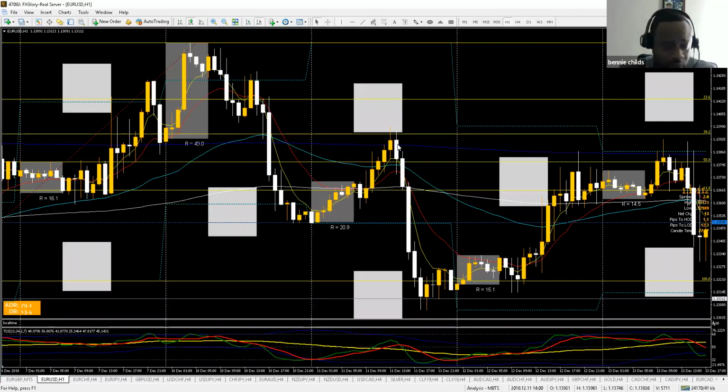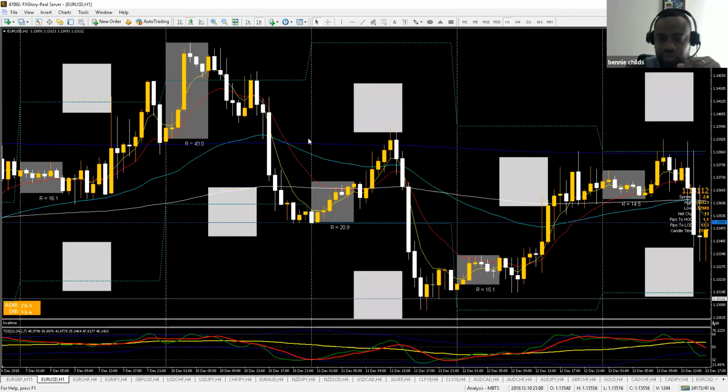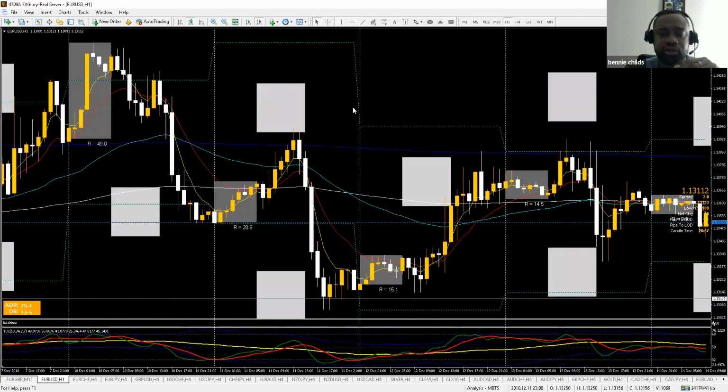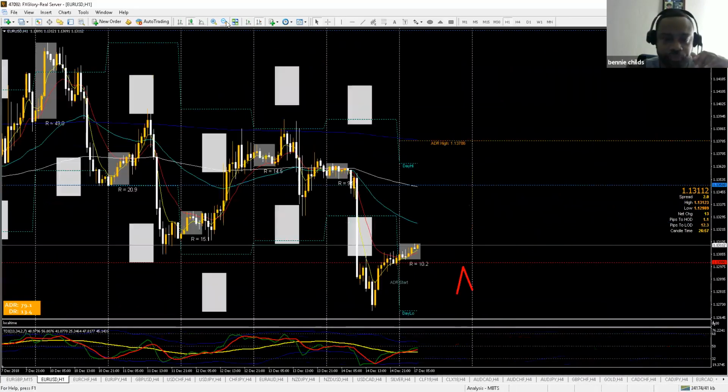So whenever you see a major candle, whenever you see a major move, the market will give you 25%, 50% of that candle or of that move back, and you can just scalp the market really quickly.